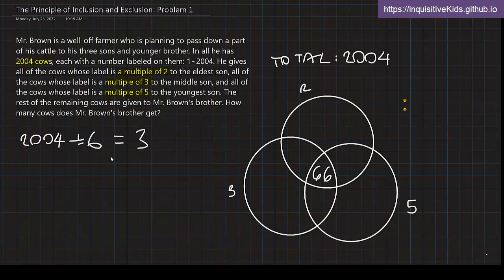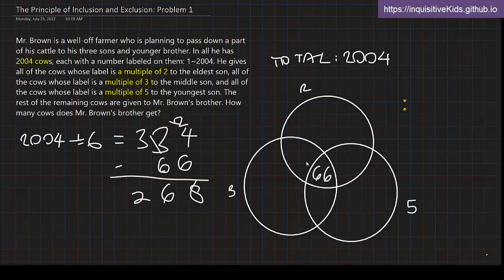Well, if you do the math, it's 334. So I'm gonna write 334 right here. But there is a catch, right? Because 66 was included in here. So don't forget to subtract 66 from 334. And you get 268. So over here it's 268.